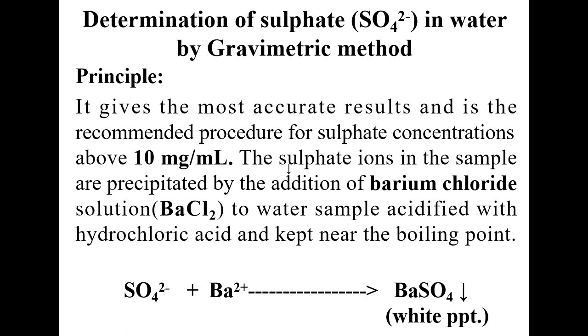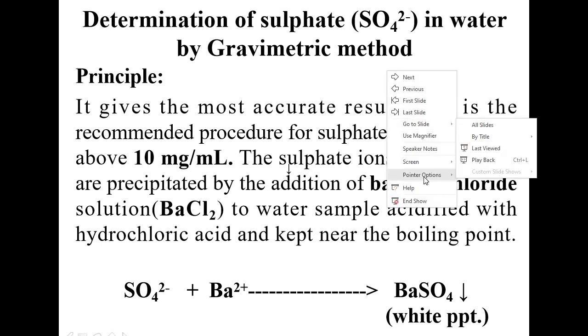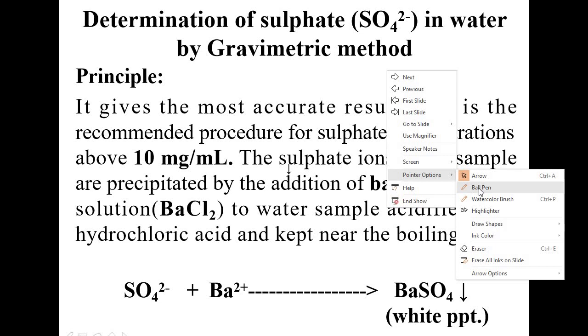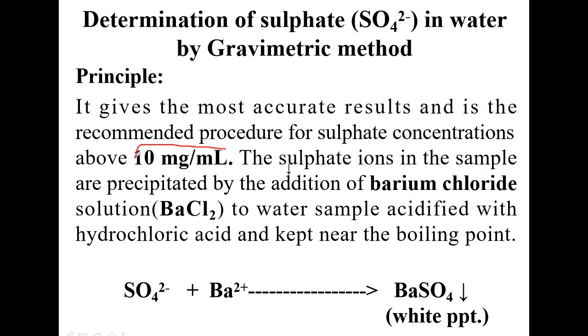Gravimetric method is widely used for the determination of sulfate, especially when the sulfate concentration is above 10 milligrams per milliliter of water. When the sulfate concentration is above 10 milligram per milliliter of water, then this gravimetric method is highly recommended procedure. And moreover, in this particular concentration, this gravimetric method gives highly accurate results. Now, how exactly sulfate ions are determined by this method?